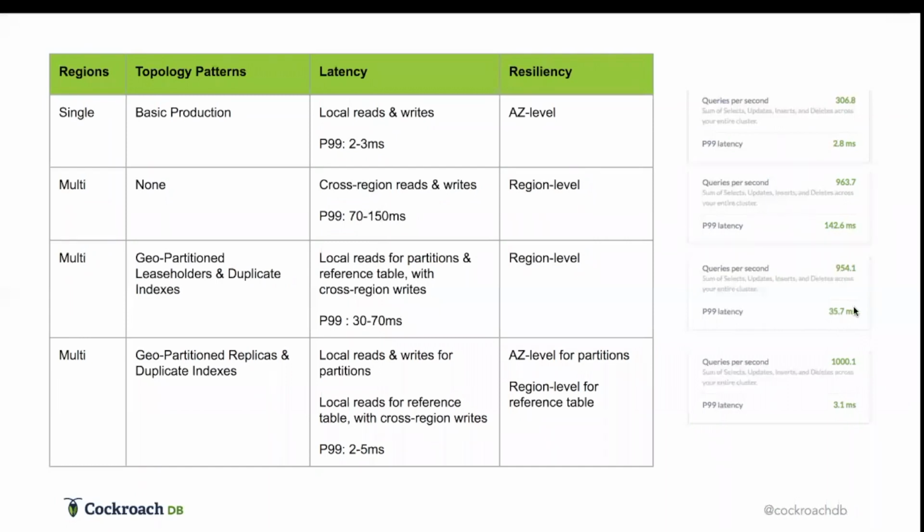But imagining that we just needed it to be snappier, we then went to another cluster. We applied the geopartition replicas pattern. That was the only change. Geopartition leaseholders to replicas. The difference is we pinned all the replicas for a partition to the relevant region, and we ended up with local reads and writes for all the partition data. And again, local reads for the reference table with cross-region writes. And we're writing to that table so infrequently it doesn't matter. And we got back down to 3.1 milliseconds.